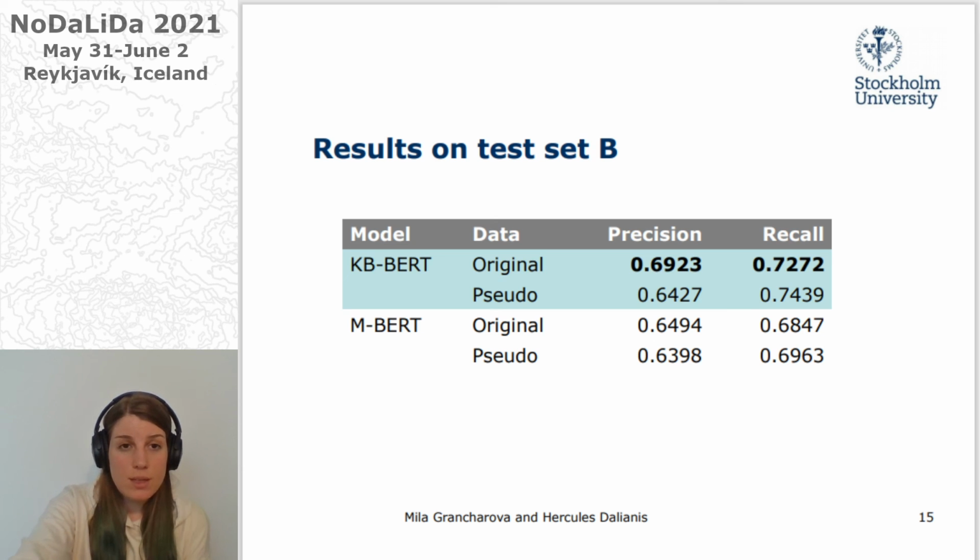And the results on test set B are not as good, but still high enough to be able to say that the models have managed to generalize somewhat to perform this task on a different medical domain in the records. And again, here the best results were obtained with the Swedish BERT model.